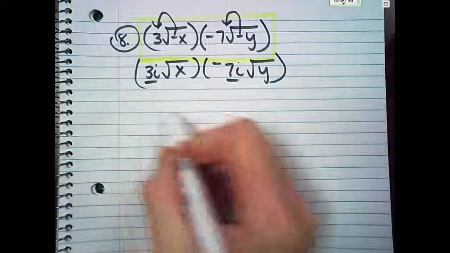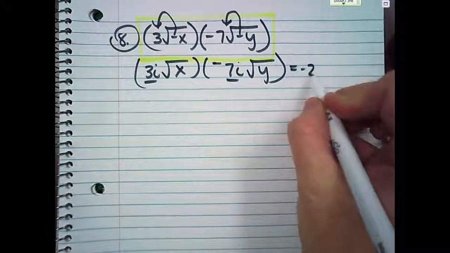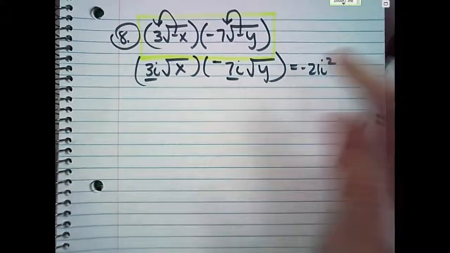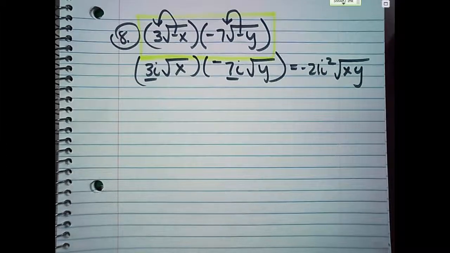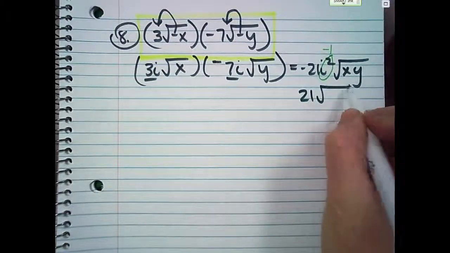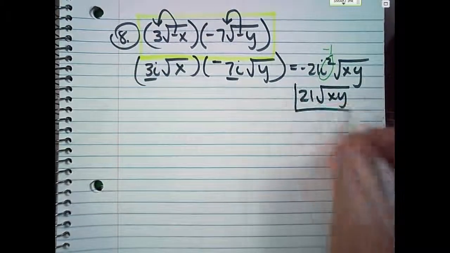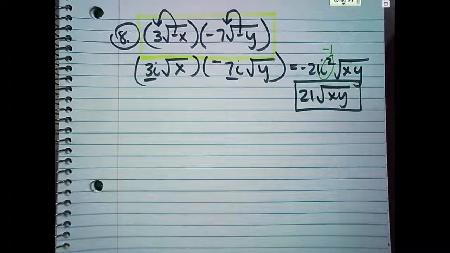These together give me negative 21i squared root xy. The i squared is negative 1. So actually I have 21 root xy. So the biggest thing to remember is if you have negatives, before you can simplify, you have to pull the i's out. Take the square root of negatives first.